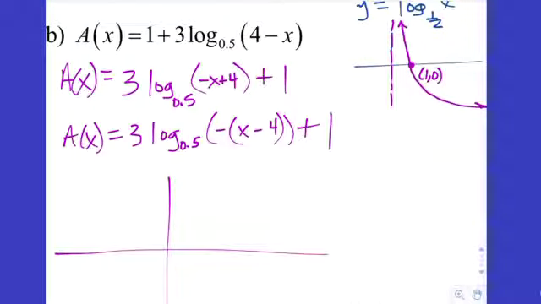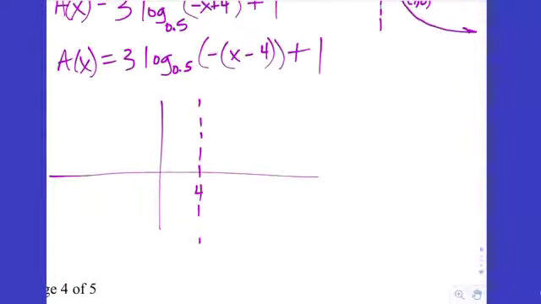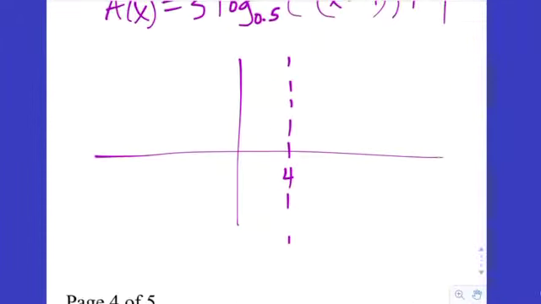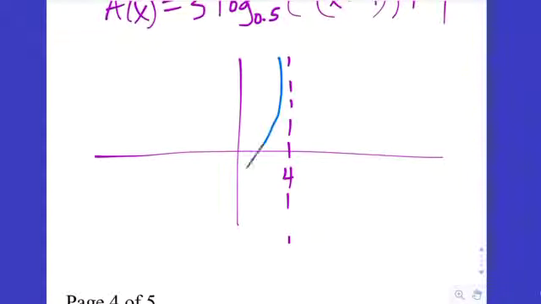And then the -4 moves it which direction? To the right 4. And that's significant because that's your vertical asymptote. It was at 0, now here it's at 4. So I'll draw the dotted line. And then the +1 moves it up 1, which is not really something we need to show. But it does now become a growth function. Since we flipped it across the y-axis, it's going to look something like that.